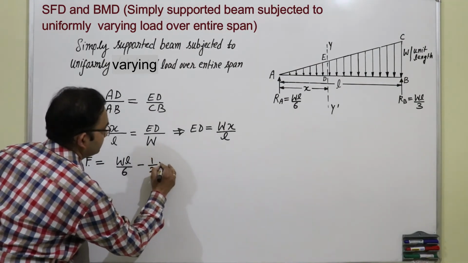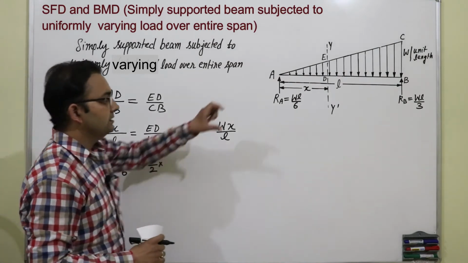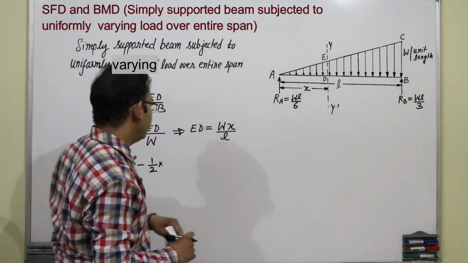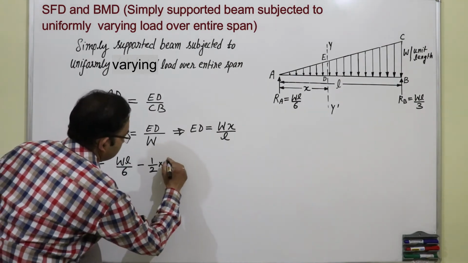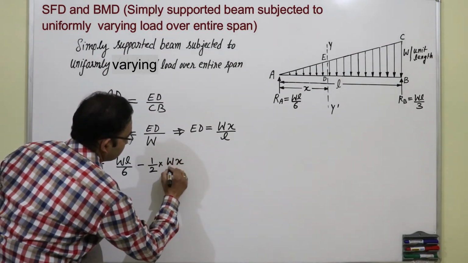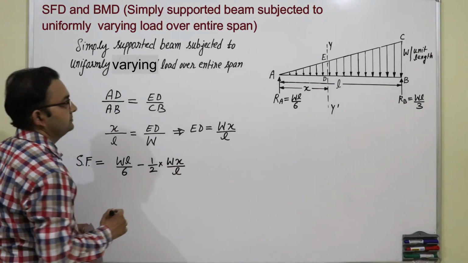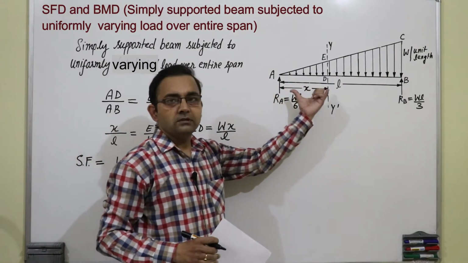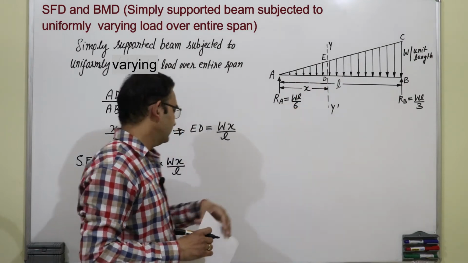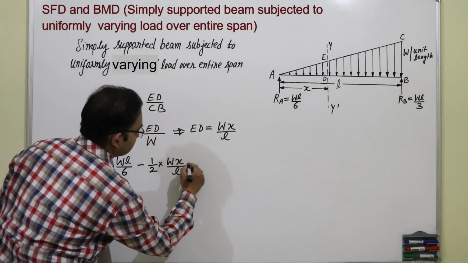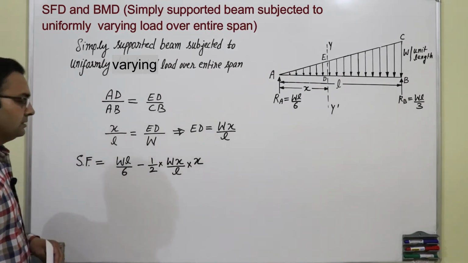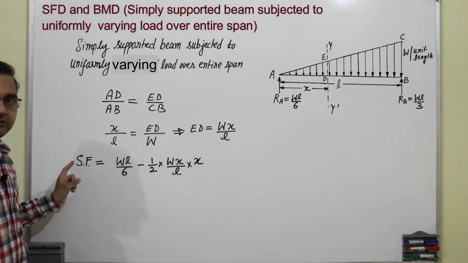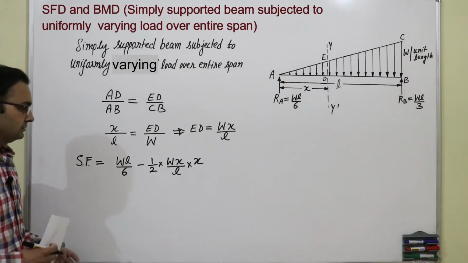Half ED, this is base which is Wx by L, Wx upon L into x, height. This is the area of the triangle. So, this is general equation of shear force.